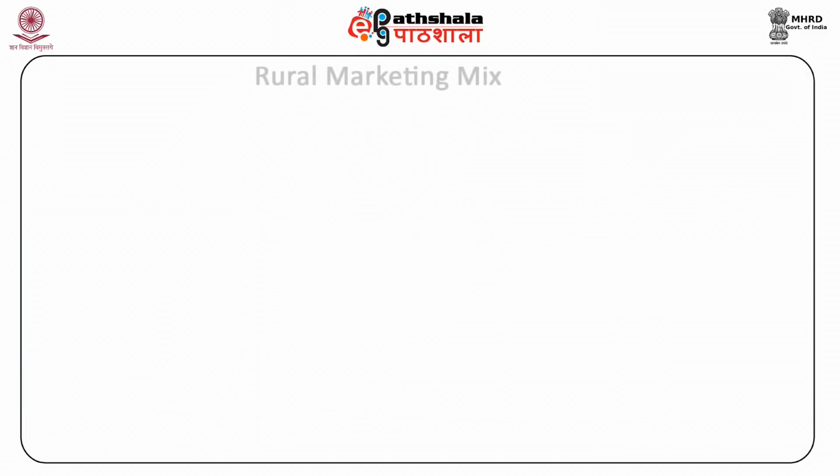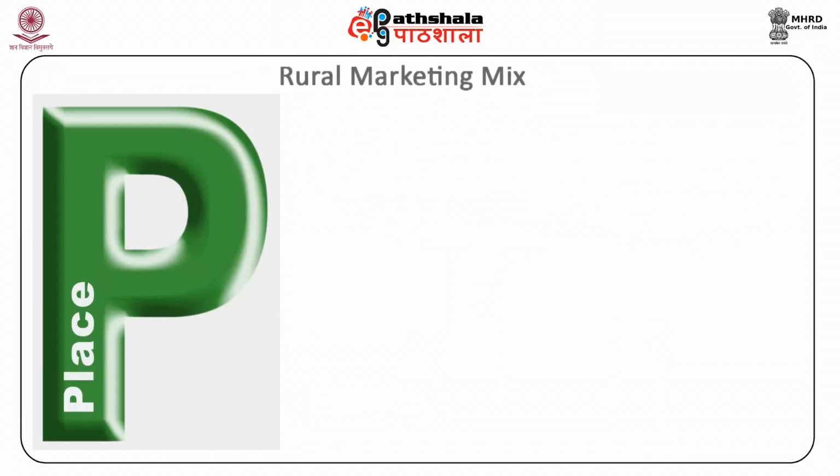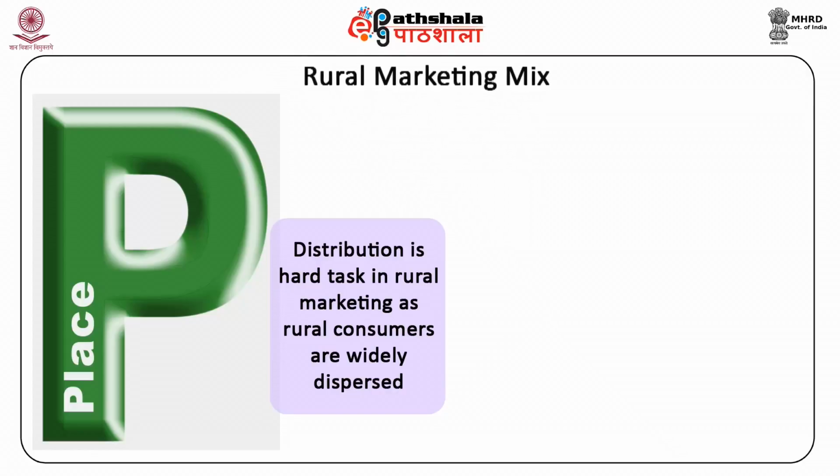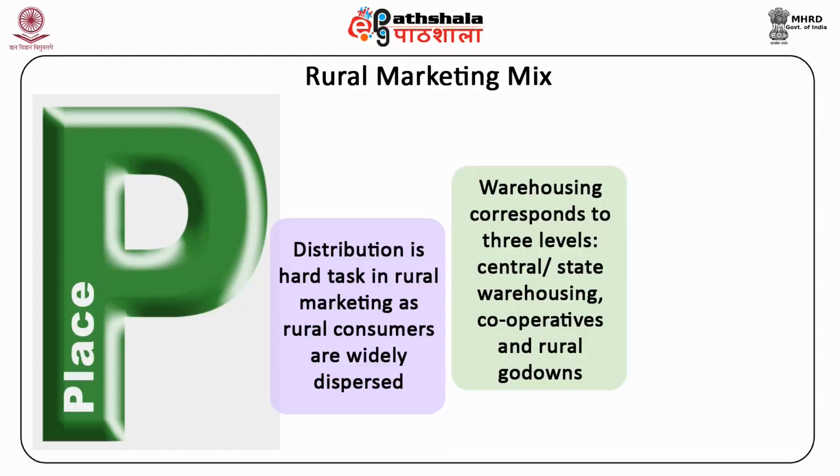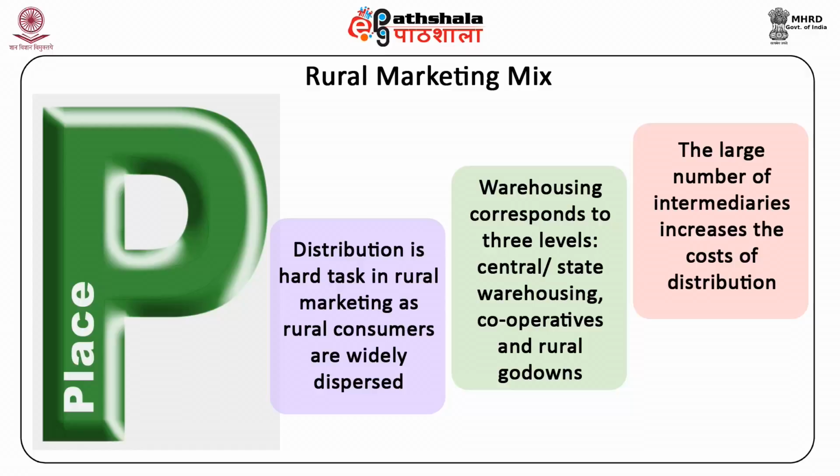Third component of rural marketing mix is place. The distribution is a hard task in rural marketing as rural consumers are widely dispersed. Warehousing corresponds to three levels. First, central or state warehousing. Second, cooperatives and rural godowns. There is a lack of transportation facilities and the communication network is not fully developed. Thus, the flow of products from manufacturers to wholesalers to retailers does not operate efficiently. The large number of intermediaries increase the cost of distribution.